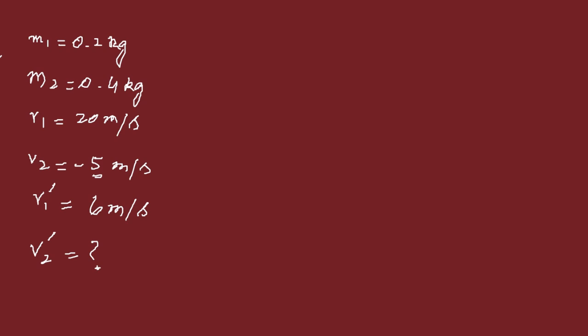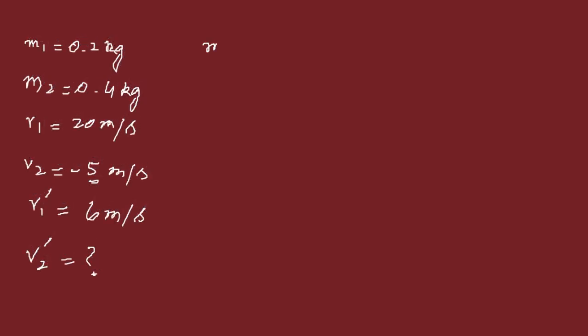We know that according to the law of conservation of momentum, the total momentum of the two bodies before collision, which is m1 v1, the momentum of the first body before collision, plus m2 v2, the momentum of the second body before collision, will be equal to the total momentum of the two bodies after collision, m1 v1 prime, the momentum of the first body after collision, plus m2 v2 prime, the momentum of the second body after collision. Now we put the values here.